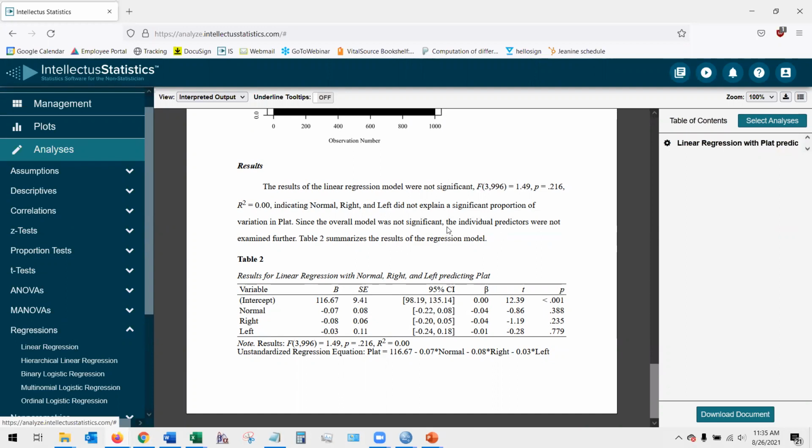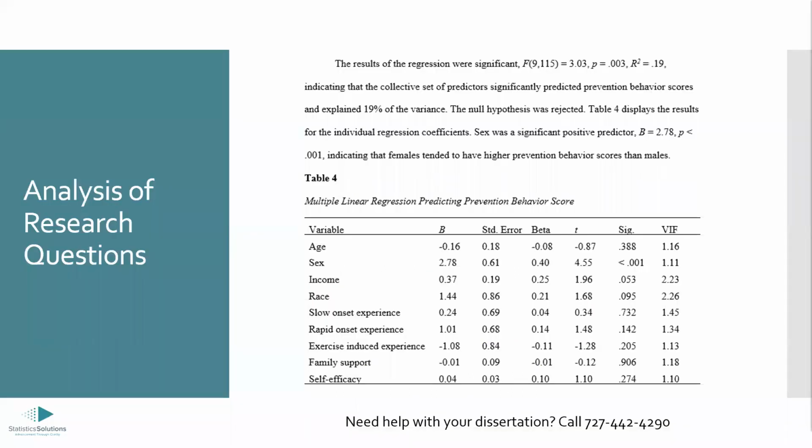So this is just an example of output that you may get when you use the Intellectus software and how it can really help you with drafting your results section.